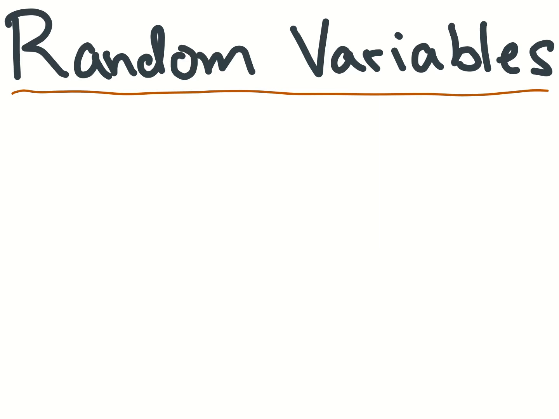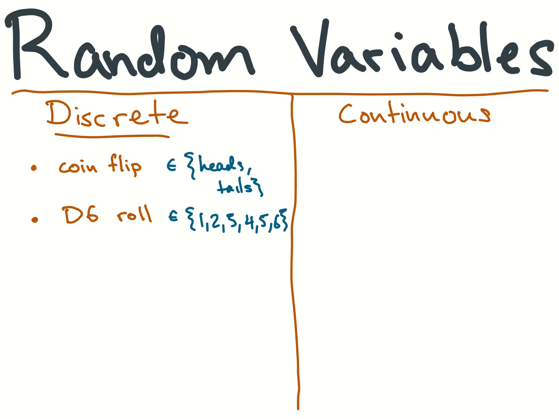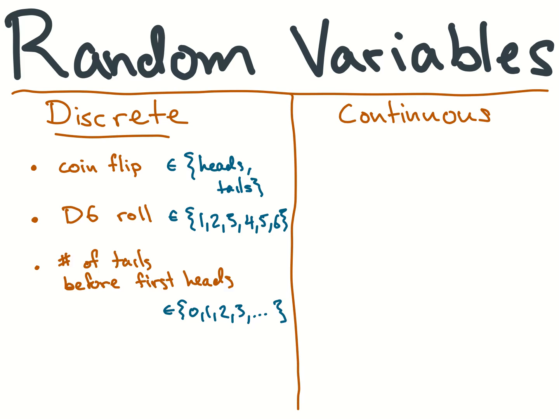Random variables are the basic objects of probability theory. In this class, we'll be dealing with both discrete and continuous random variables. Discrete random variables take values in a discrete set, like, for example, the outcome of a coin flip, or of a roll of a six-sided die, but could also be infinite, like, for example, the number of times it takes me to flip a coin before I see a heads.